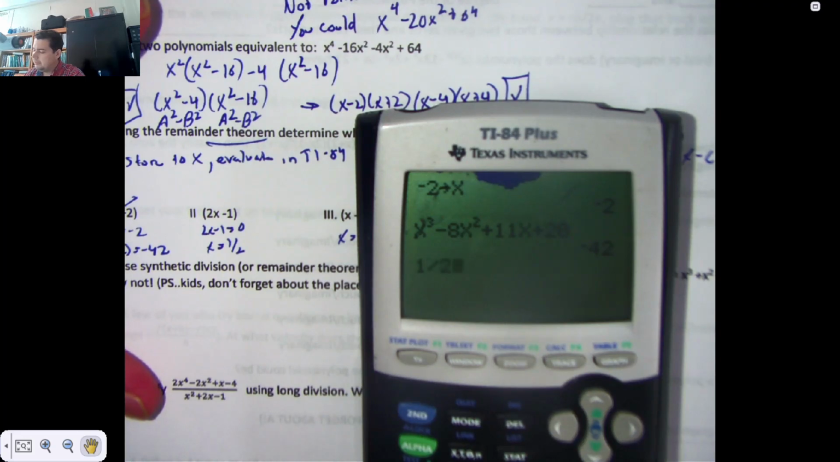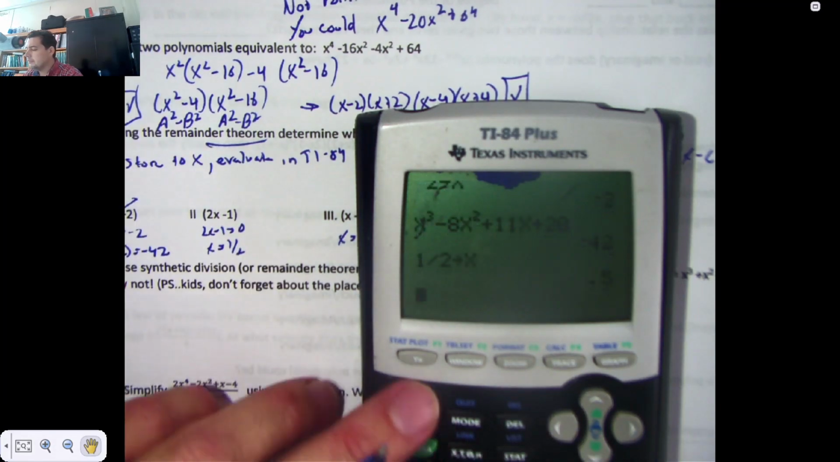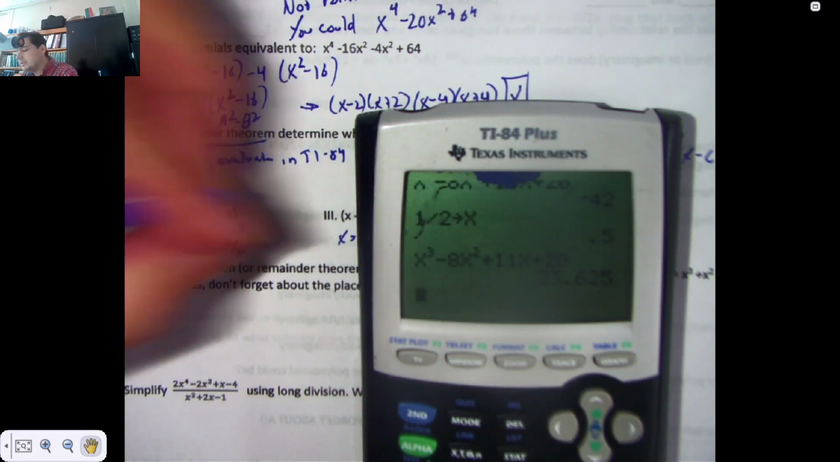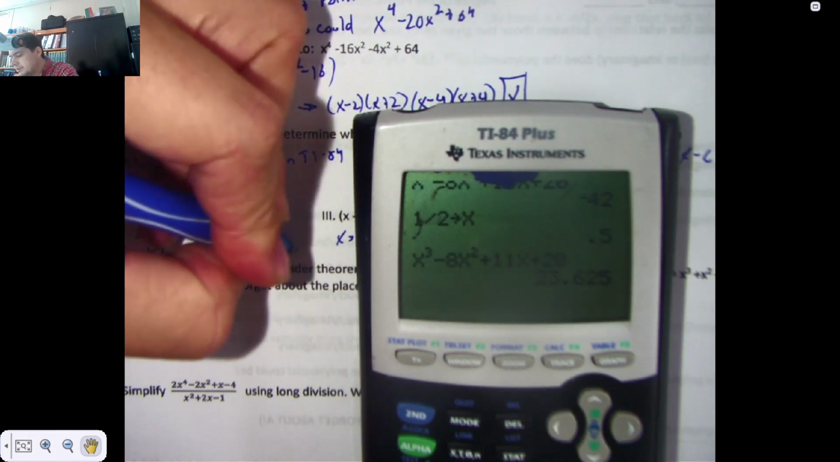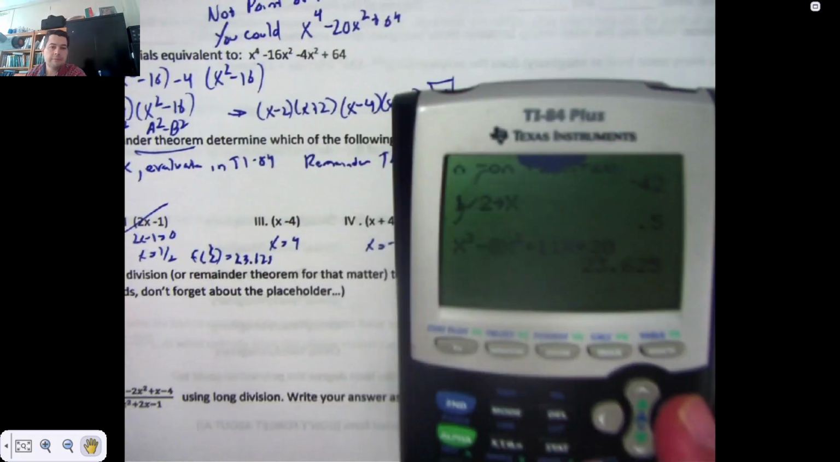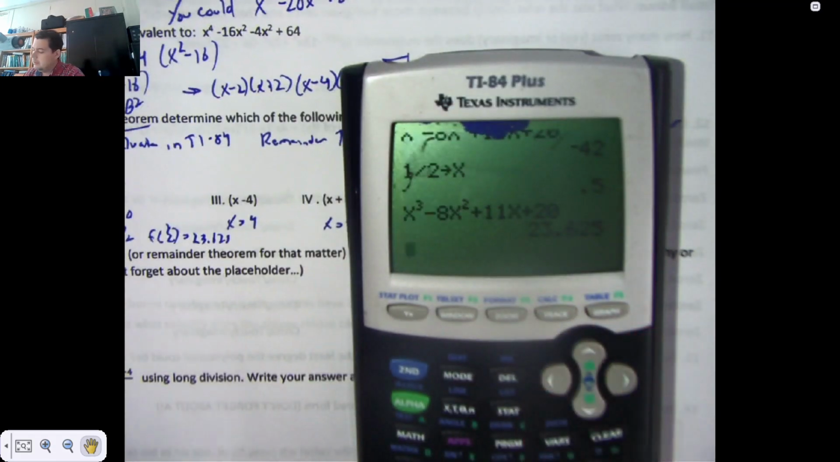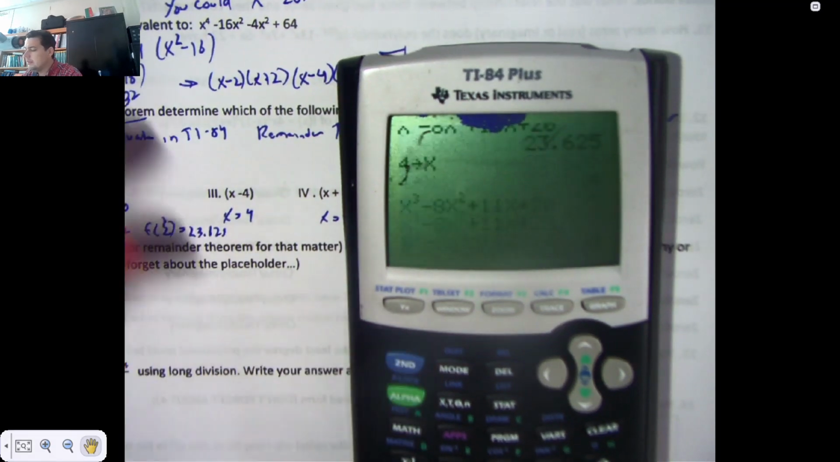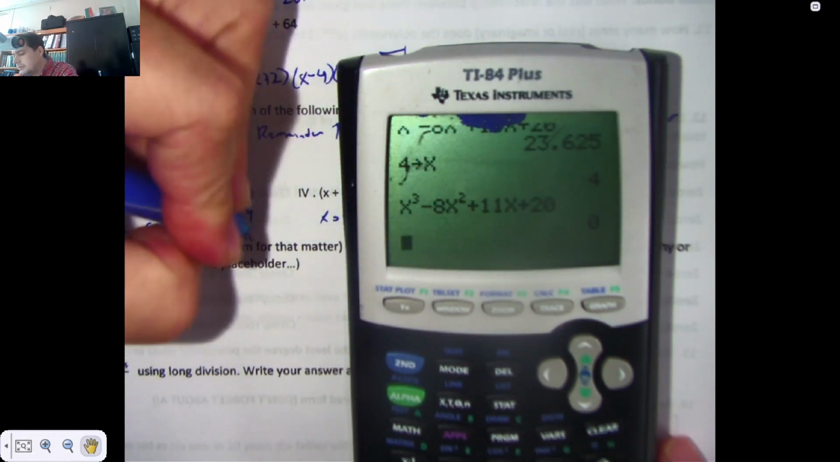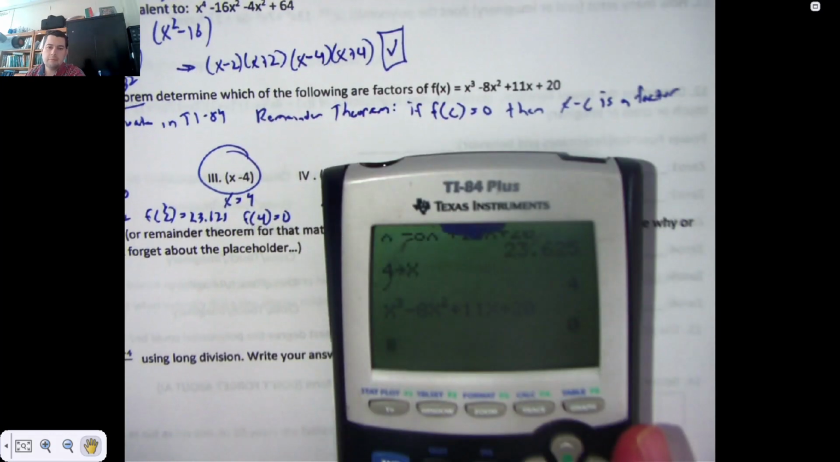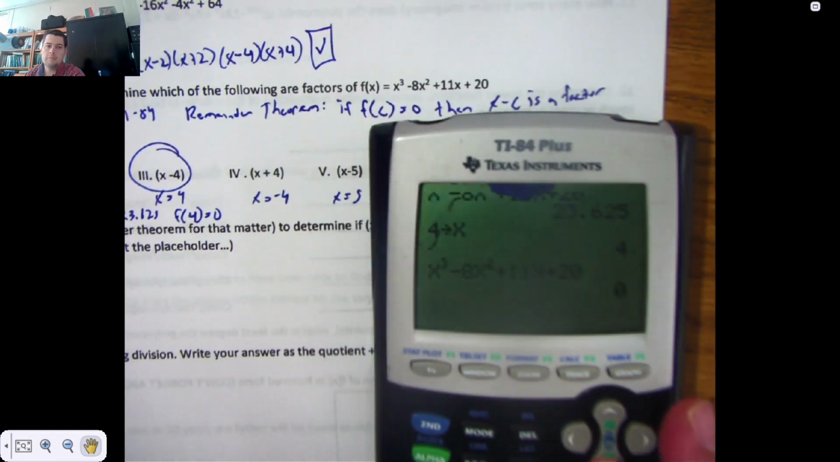I had a half, store it to x. I'm actually pressing second enter. You can also use the up arrow. Turns out that f of a half is 23.625, so not a factor. Take 4, store to x, second enter, second enter. Turns out that f of 4 is 0. Found one. Negative 4.